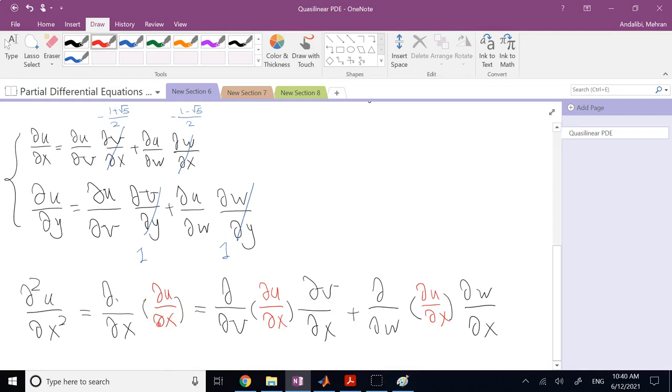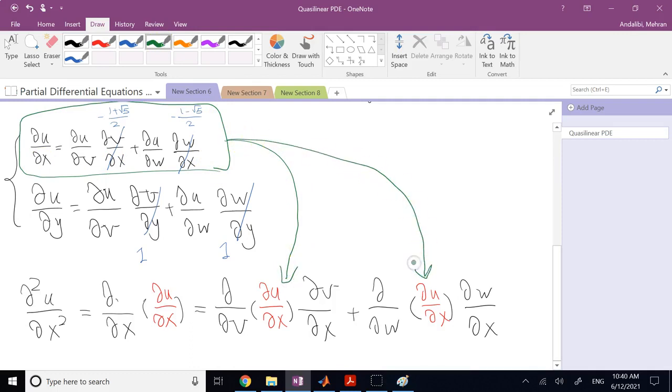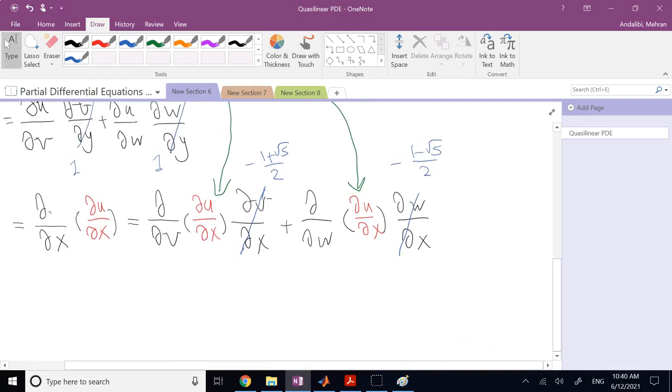And now what is partial of u with respect to x? Well, I have it already on the top. So this relation, whatever it is, I can replace it down in here and in here. And these partials of v with respect to x and w with respect to x, again, I have them from the top. So this is negative of 1 plus square root 5 over 2, and this is negative of 1 minus square root 5 over 2. Okay, so if I simplify, what do I get?